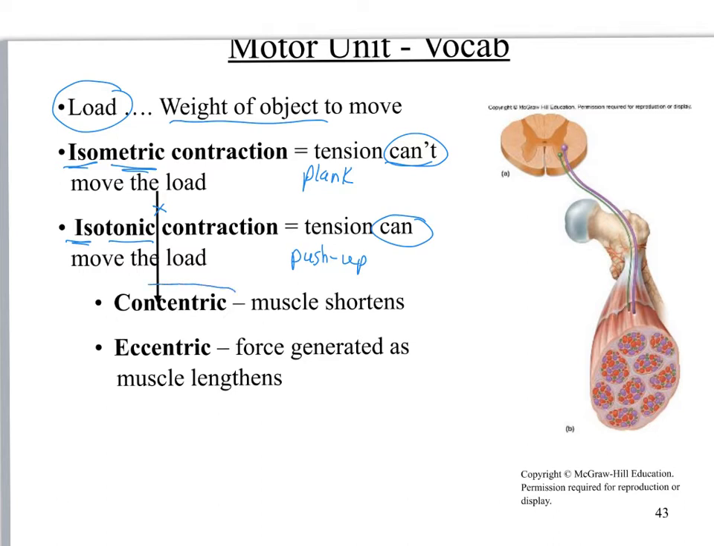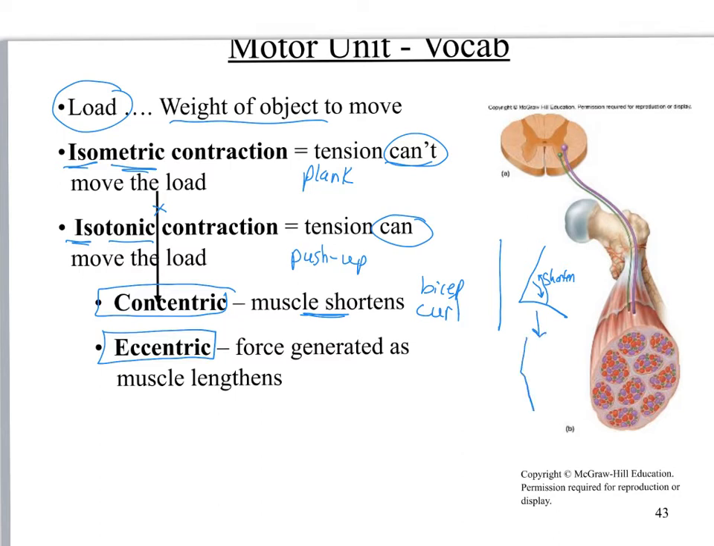But then we've also got the idea of concentric versus eccentric, and I need you to memorize these, okay? Concentric is when you shorten the muscle. So when you think of a bicep curl, this is when you're going to bend your elbow so that your arm is like this, but then you make it like that. So this movement, you are shortening the muscle as you pull the elbow, or you pull the antebrachium up towards the brachium.